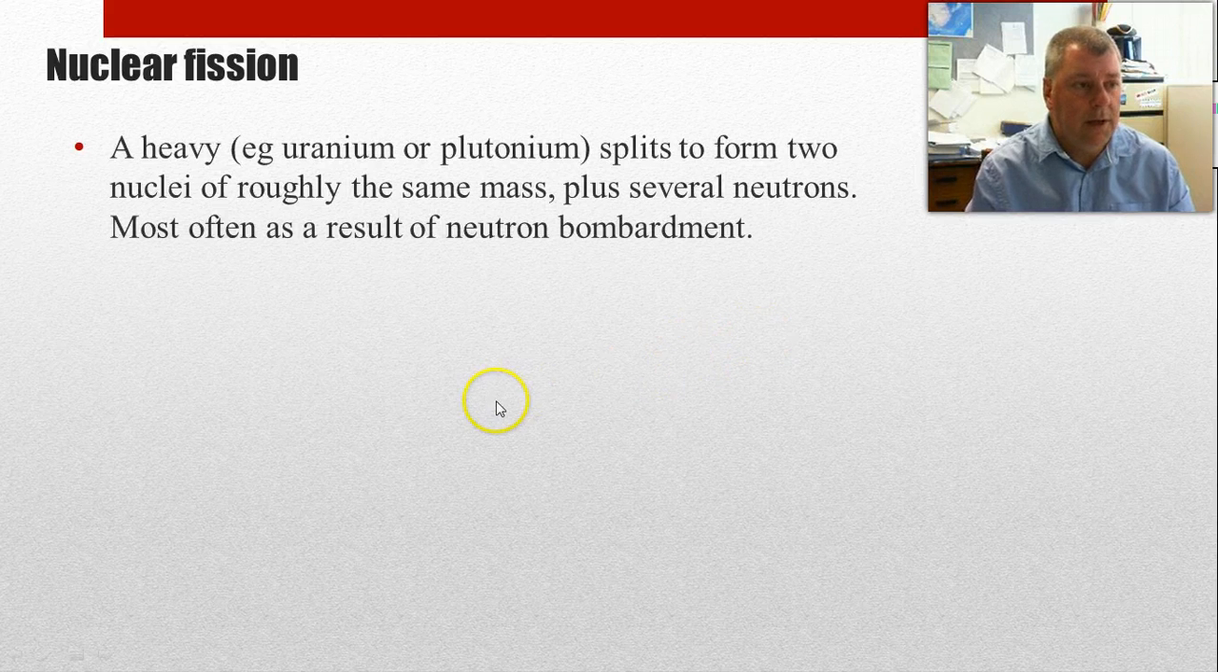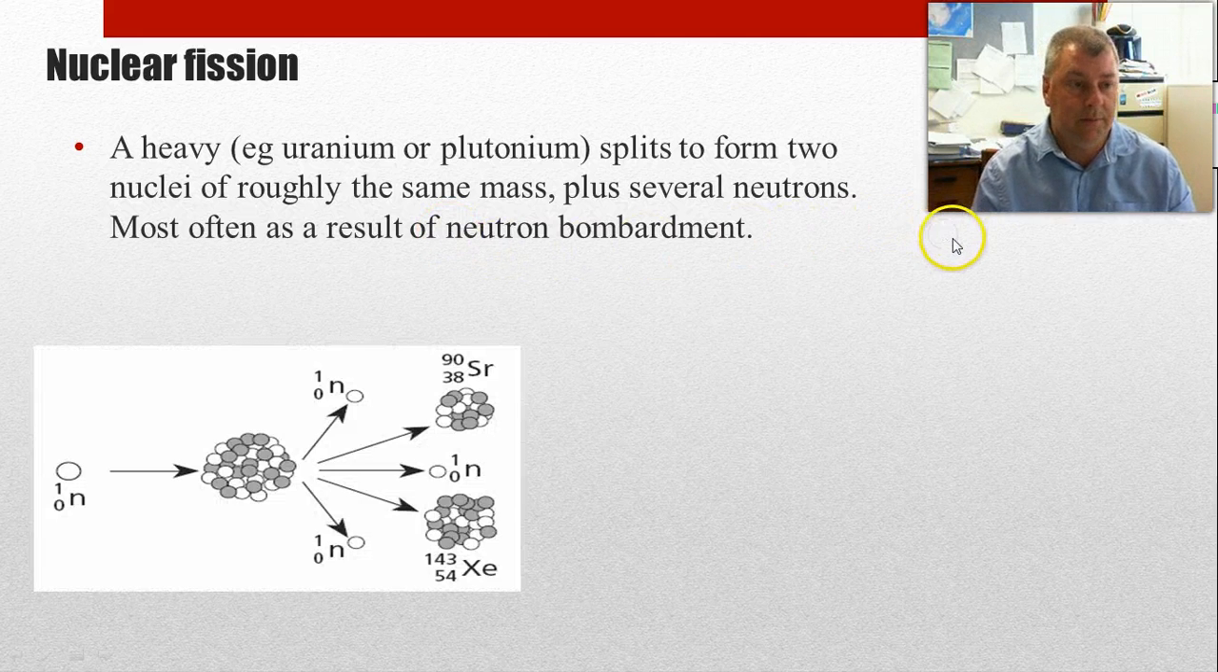Now in fission, it's when you have a heavy atom, for example uranium or plutonium, made up of lots of nucleons and protons, that splits into two nuclei of roughly the same size, plus several neutrons. They're kicked out, or freed, basically, is another way of saying it. Now this is most often the result of neutron bombardment, but it can happen naturally. There are neutrons naturally around, but we also do it within reactors and in atomic weapons.